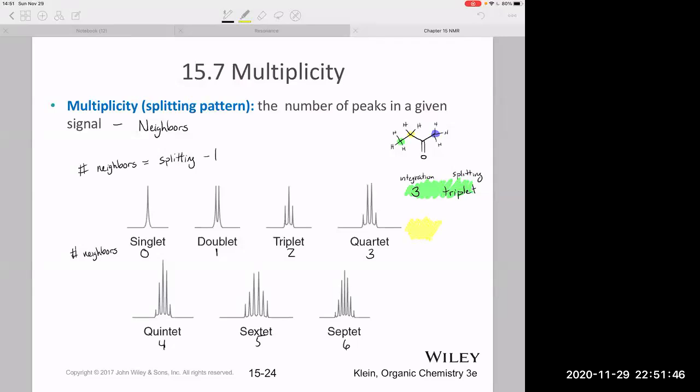If we want to take a look at my yellow peak here, this yellow carbon has 2 hydrogens associated with it, right? So the integration of that peak will be 2. But now this carbon, if I look at the next door neighbor, it's bound to 3 hydrogens. So that would be a quartet that we would expect for this peak.